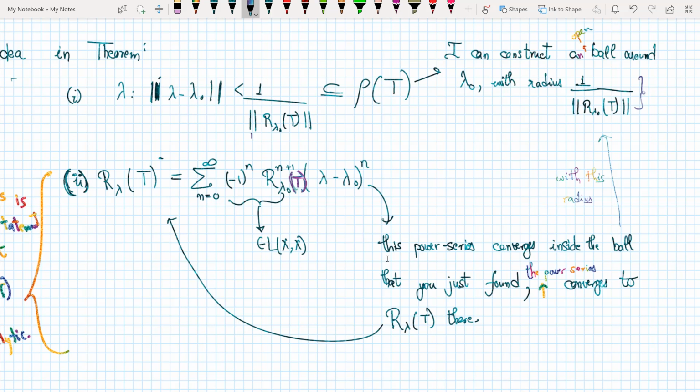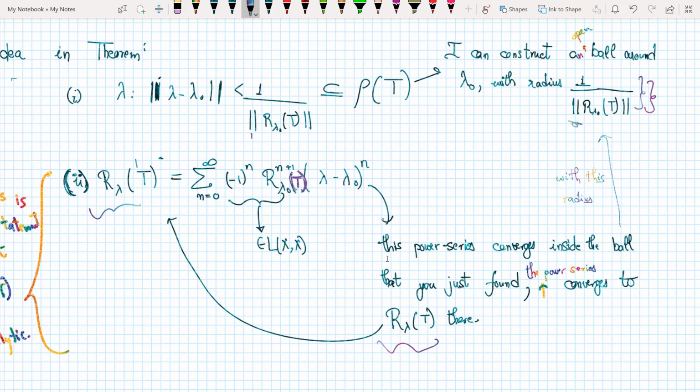And I say that this power series converges inside the ball. So within this ball, the power series converges, and it converges to R_lambda(T). So that's the basic takeaway from the theorem. The second part just says that the power series given by this R_lambda(T) converges in this ball around lambda naught.